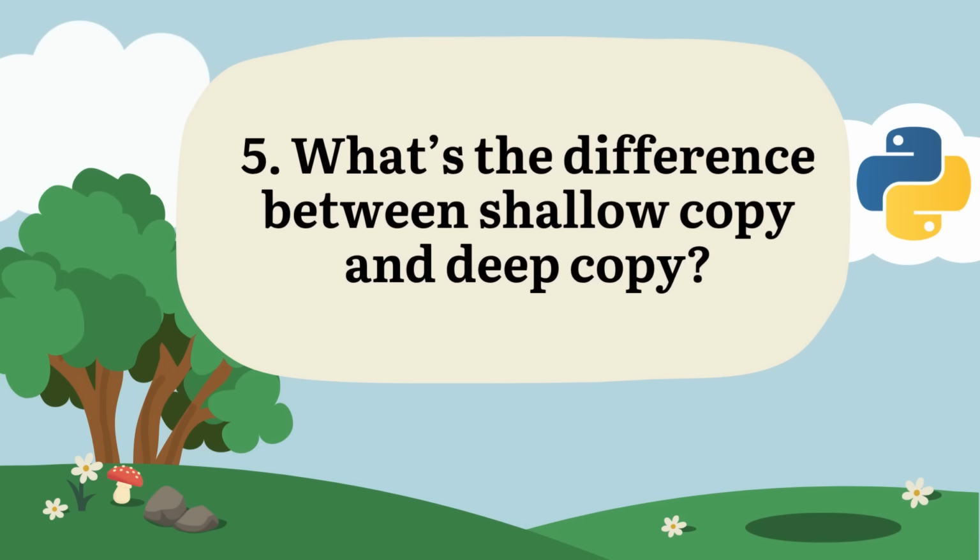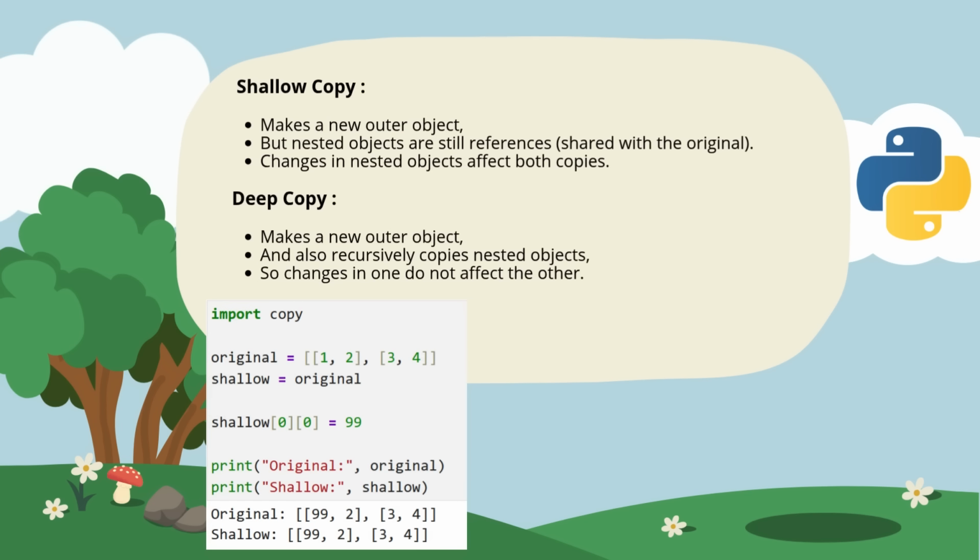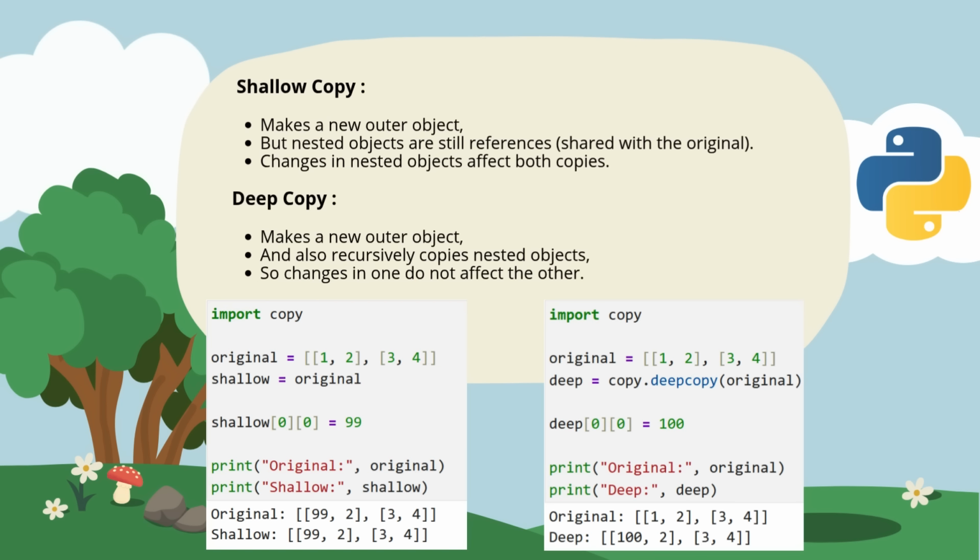Next, what's the difference between shallow copy and deep copy? A shallow copy creates a new top-level object, but the elements inside it, like nested lists or objects, are still references to the same original objects. A deep copy, however, recursively duplicates all objects, creating a fully independent copy. This is safer when working with complex nested structures.